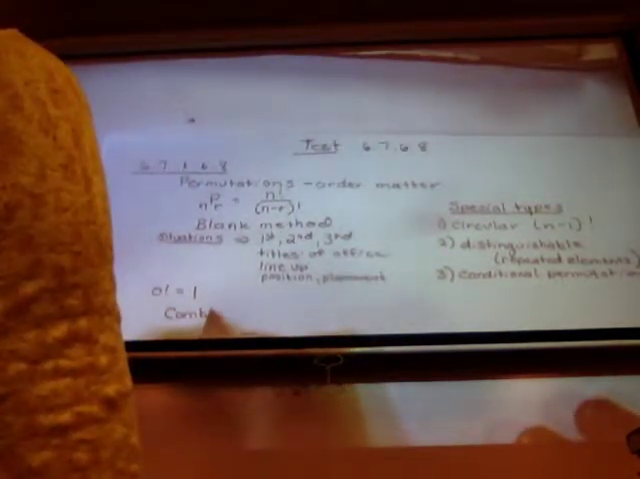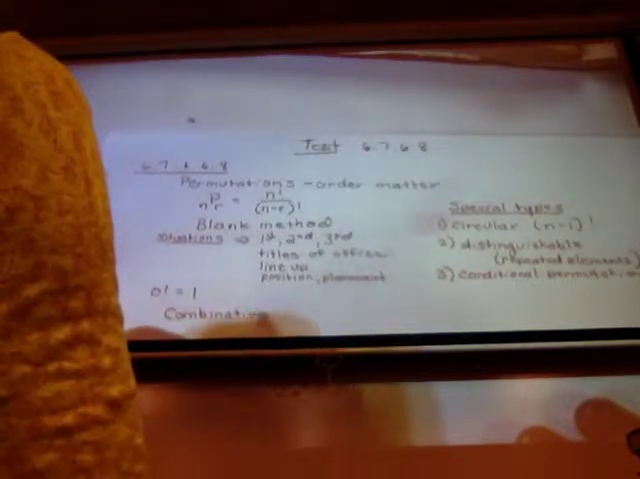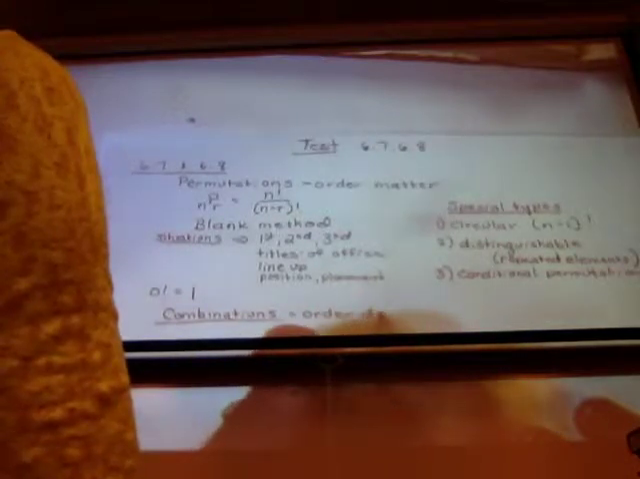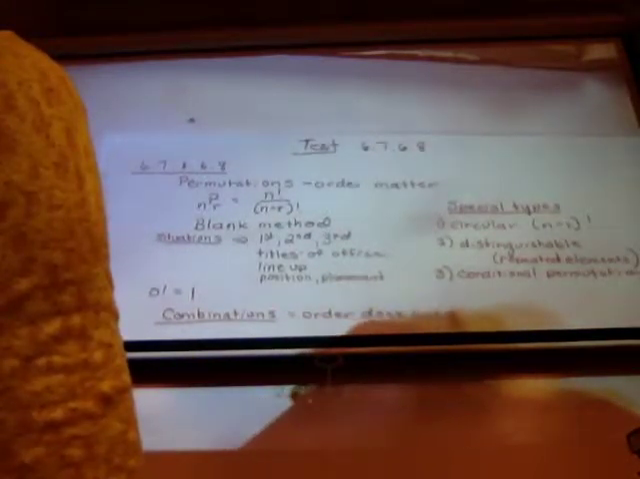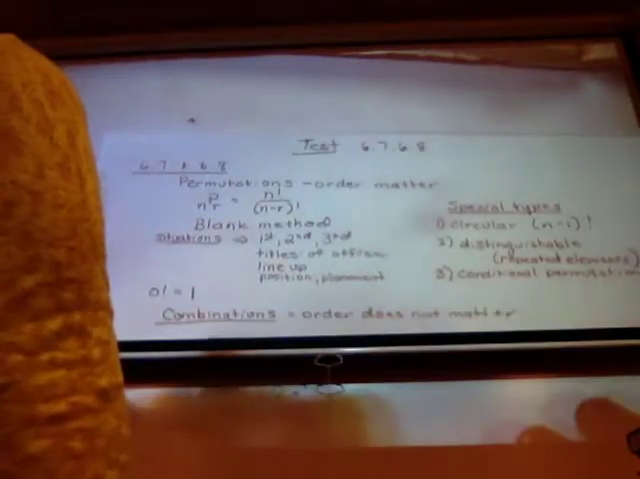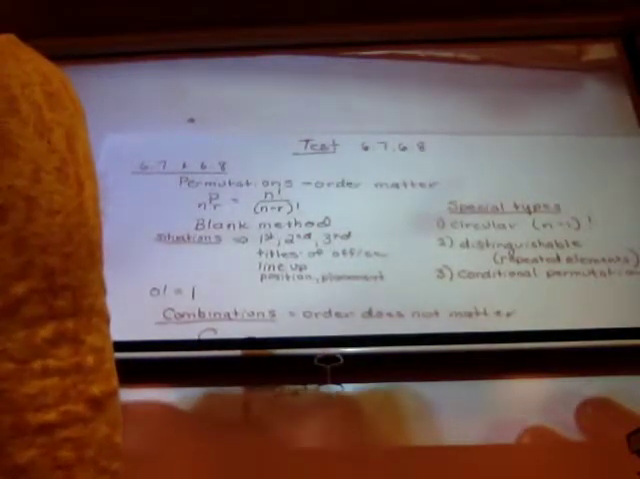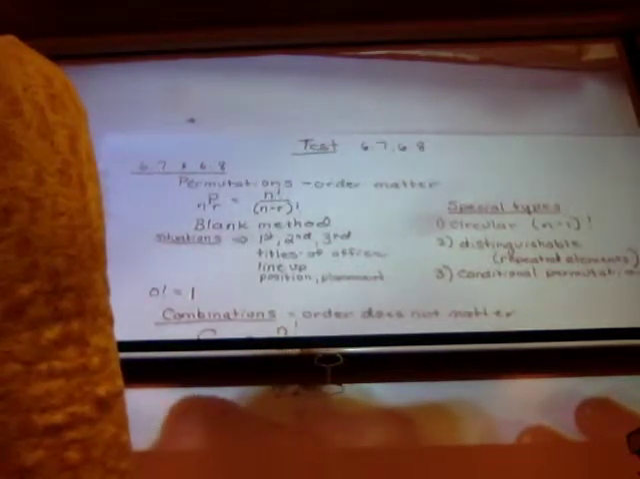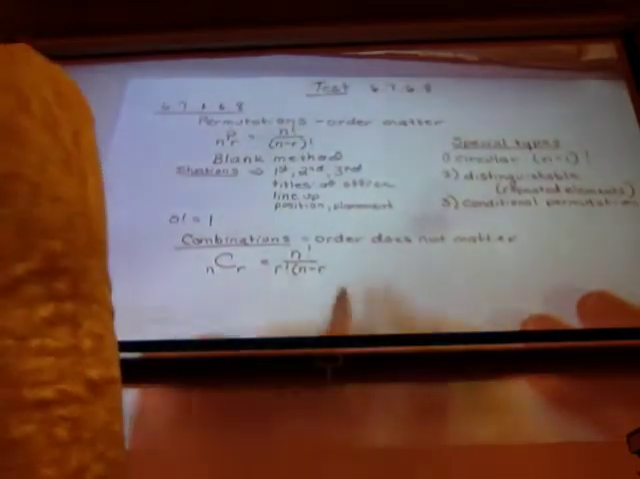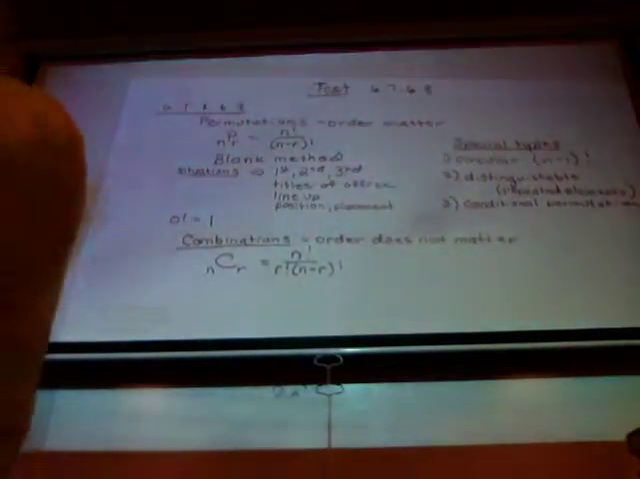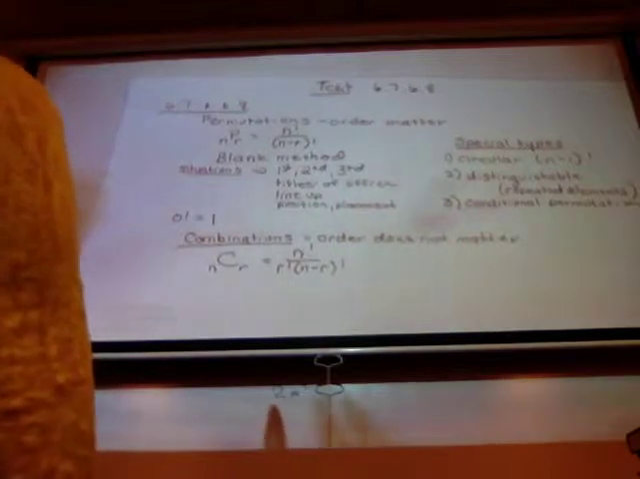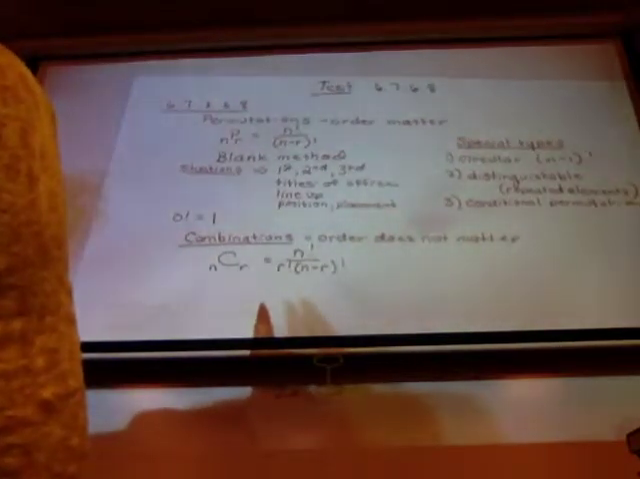Then we also had combinations. This is still in 6-7. And combinations are where order does not matter. So when you have the combination of n things taken r at a time, you'd have n factorial all over r factorial times n minus r factorial. Now, can I use the blank method on this? No.